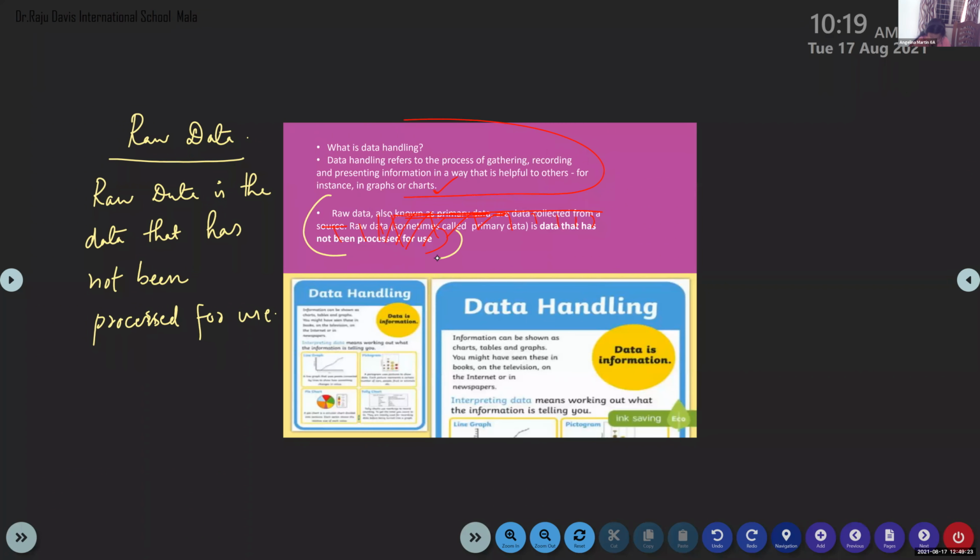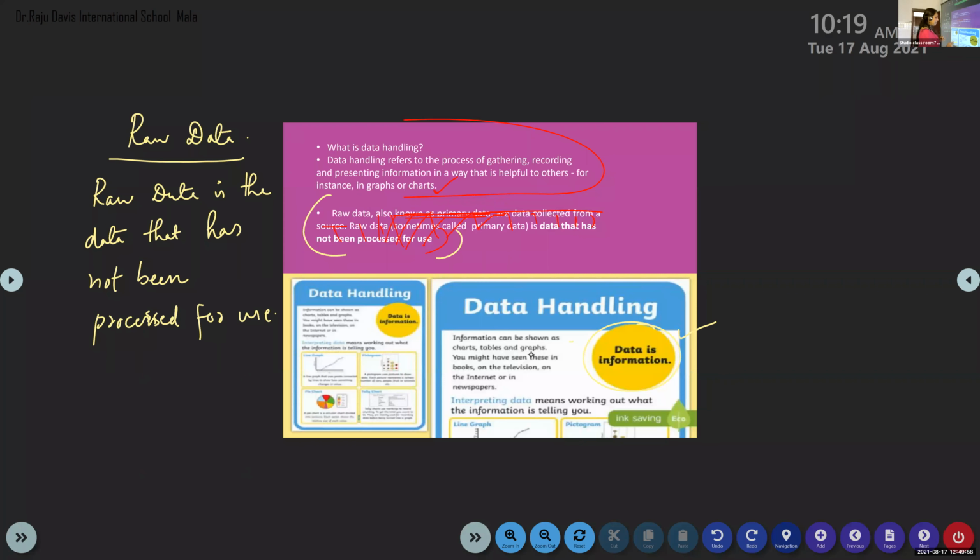Okay. And then in this slide, you can see data is information, right, children? What is data? Data is information. And information can be shown as charts, tables, and graphs. You might have seen these in books, on television, on the internet, or in newspapers. Everywhere you can see information in the form of charts.